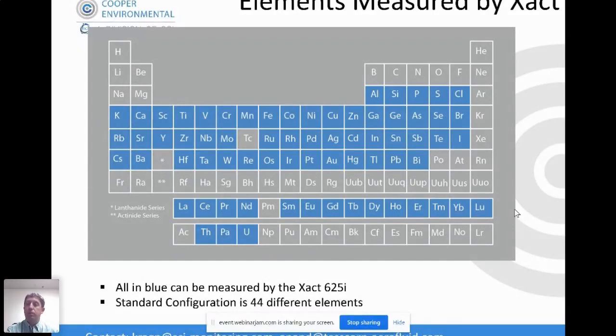Now, our standard configuration with the Xact comes with calibration for 44 different elements, and that's a pretty standard package that would be available and very useful in doing source apportionment work. It provides enough information, enough different elements, to be able to reliably identify different sources. But different configurations are also possible, even more elements or even fewer elements if that's what the situation requires.